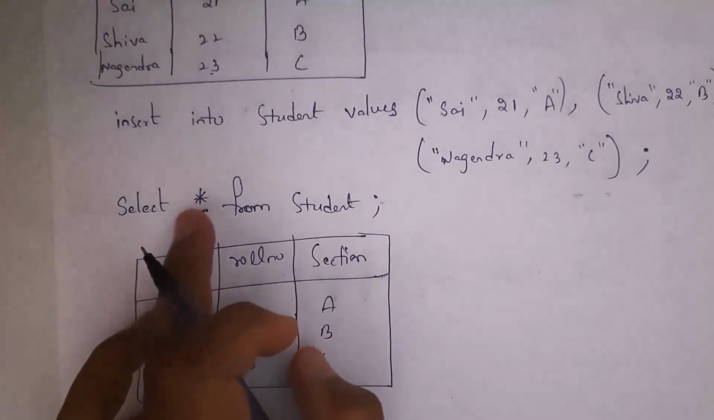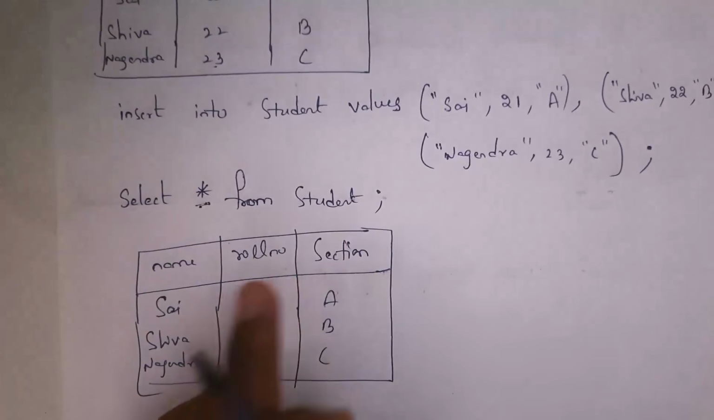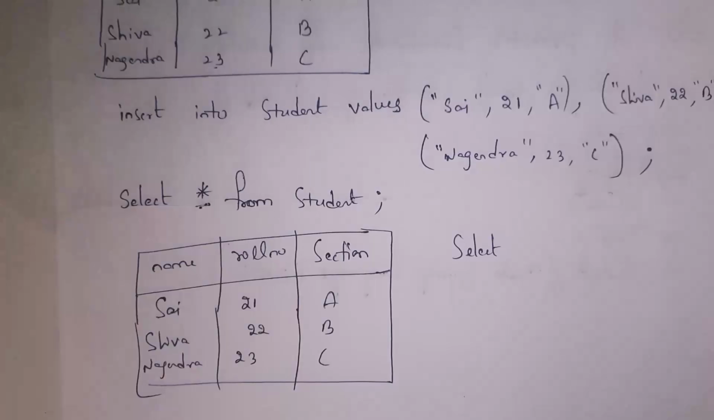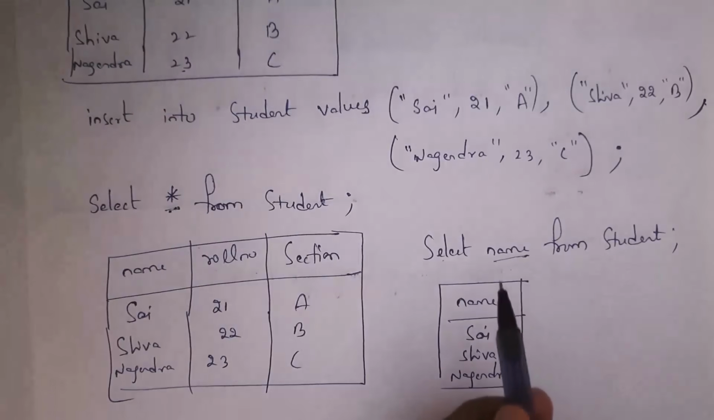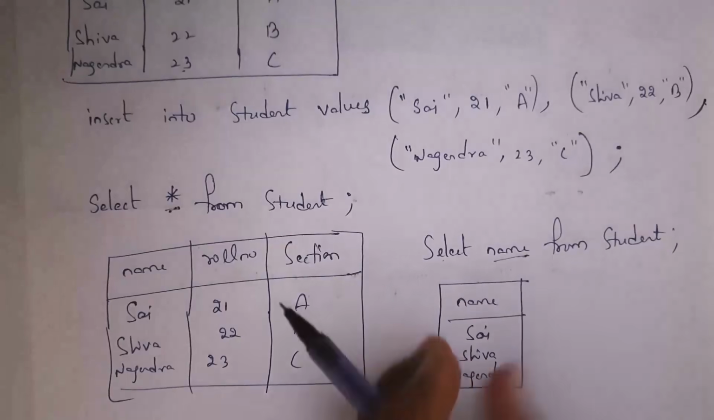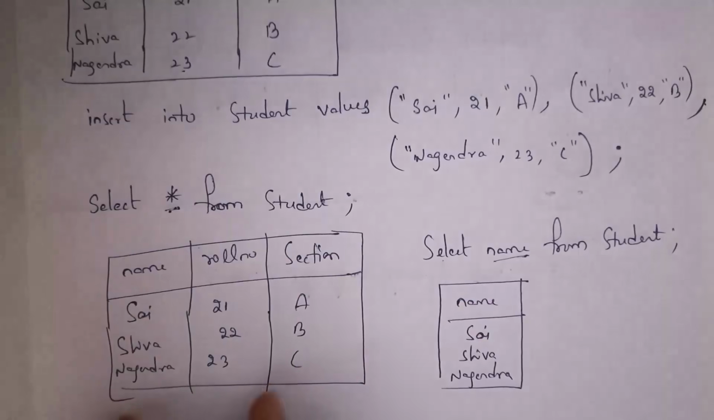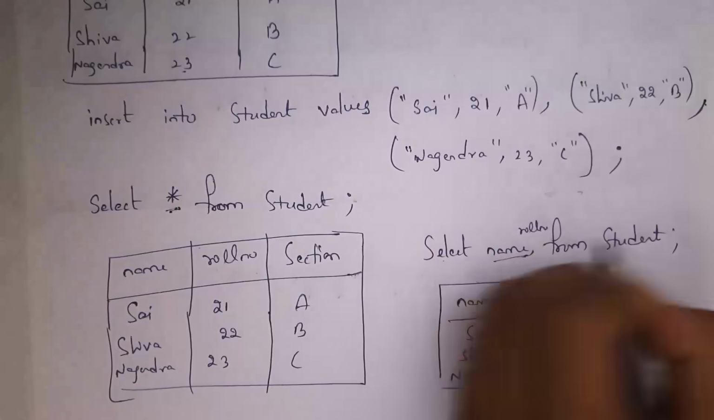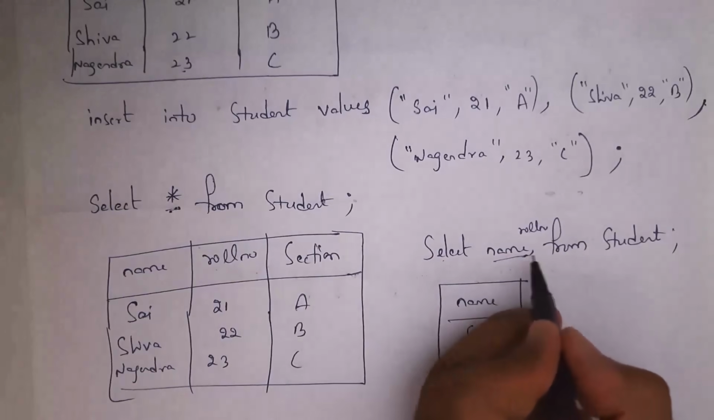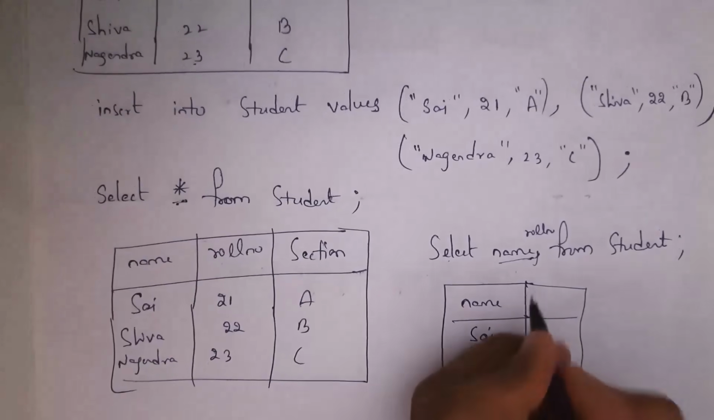Star meant complete columns. But I don't want this complete column as output. Just I want to see name column as output. So for that purpose you need to write select name from student. So it will display only name column as output. So this is my output. I want to see name column and roll number column as output. So for that purpose you need to write select name comma roll number from student. Whenever you write select name comma roll number from student, it will display output name and as well as roll number columns.